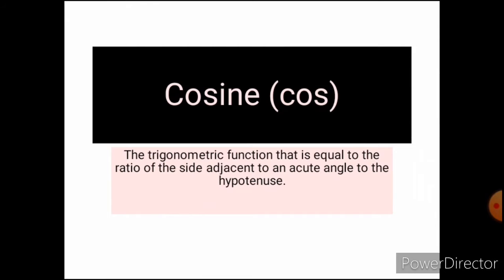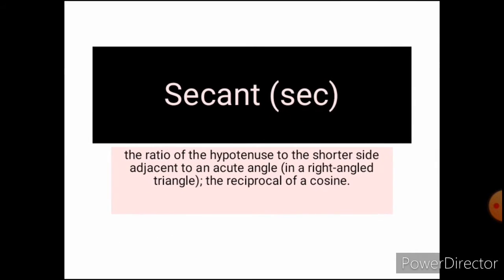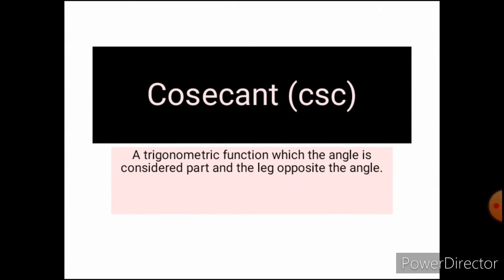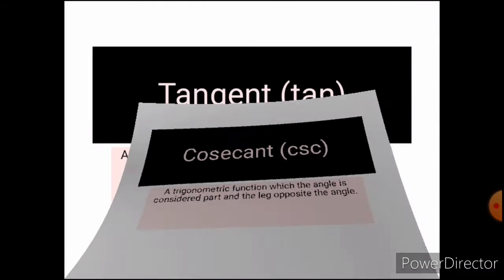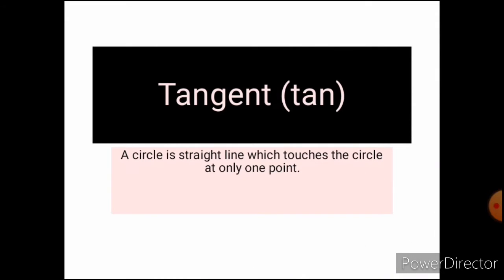angle to the hypotenuse. The third one is secant, the ratio of the hypotenuse to the shorter side adjacent to an acute angle in a right triangle, the reciprocal of cosine. The fourth one is cosecant, a trigonometric function in which the angle is considered part and the leg opposite the angle. The fifth one is tangent.